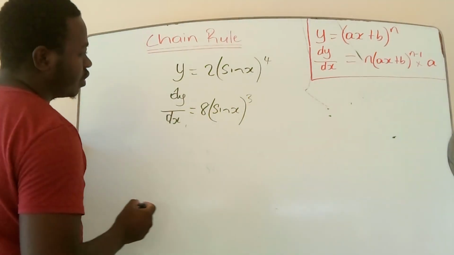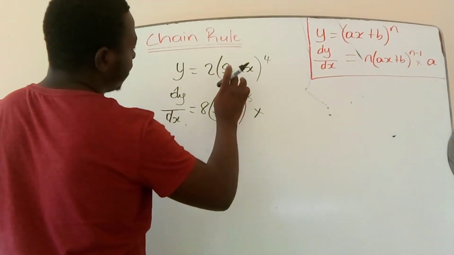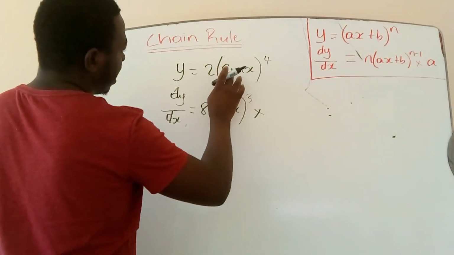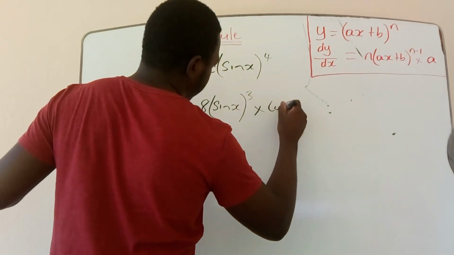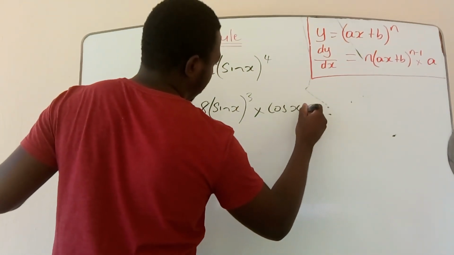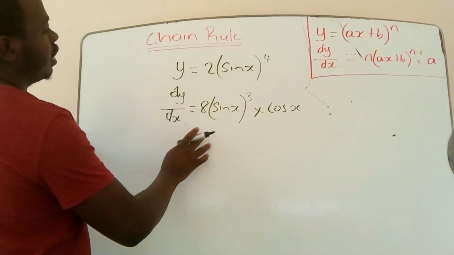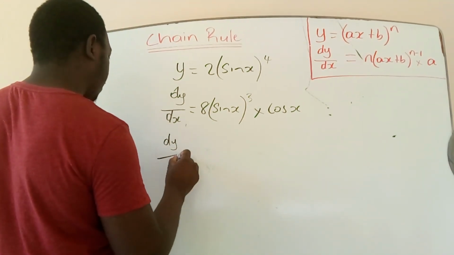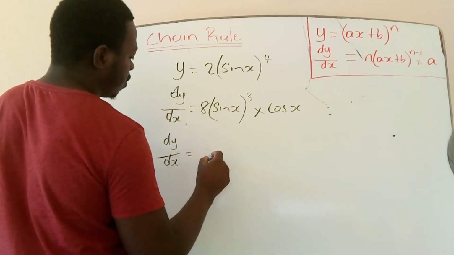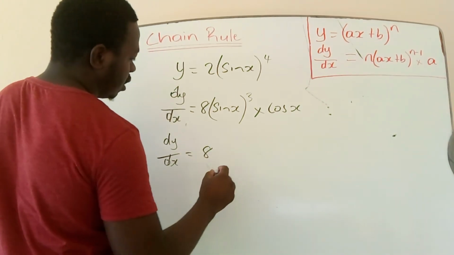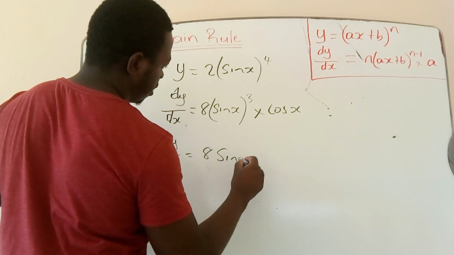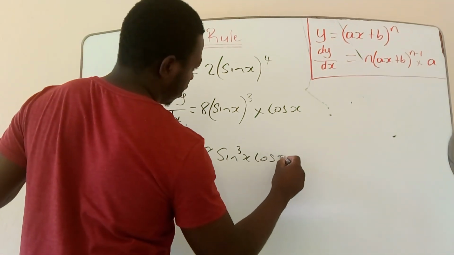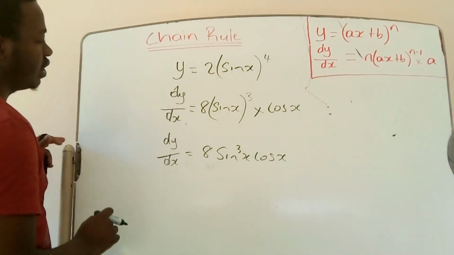So that's sine x to the 3. Multiply by the derivative of inside of the bracket. When you differentiate sin x, that only gives you cos x, right? Now you can further rewrite this to give dy by dx is equal to 8 sine cube x cos x without the multiplication sign.